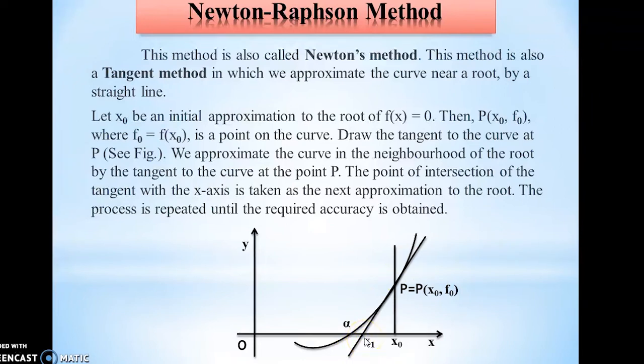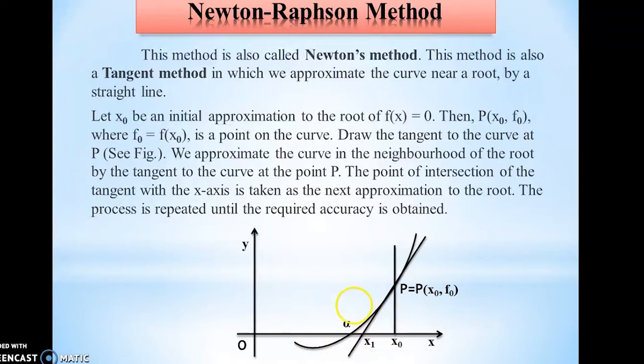So now we approximate the curve in the neighborhood of the root by the tangent to the curve at the point P. Just now I told you that you have to draw a tangent which will pass through point P and cut the x-axis. So the point of intersection of the tangent with the x-axis is taken as the next approximation.